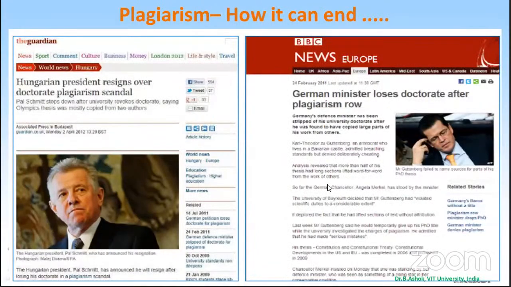For plagiarism, a German minister loses a doctorate after a plagiarism row. The Hungarian president resigns over a doctorate plagiarism scandal. So a plagiarism scandal will run through our life in publication and academic history. So while writing and publishing a paper, please be conscious, put in some effort and try to avoid plagiarism.